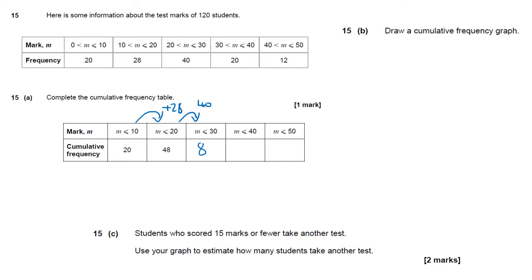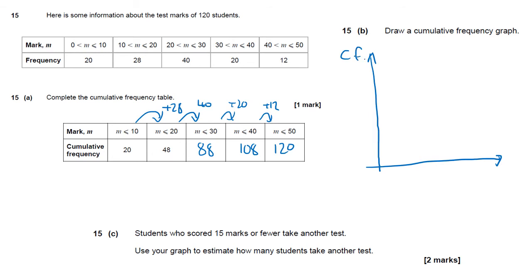48 plus 40 is 88, plus 20, 108, and then plus 12, 120. This question had a graph given, but I just got rid of that just for space. But the idea here, hopefully, everybody should be happy with just being able to plot this onto the graph.